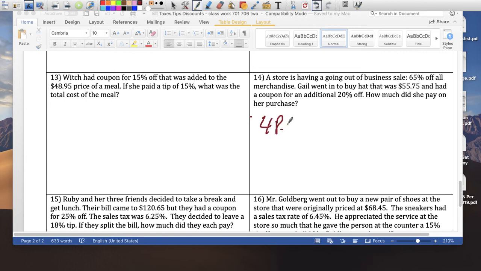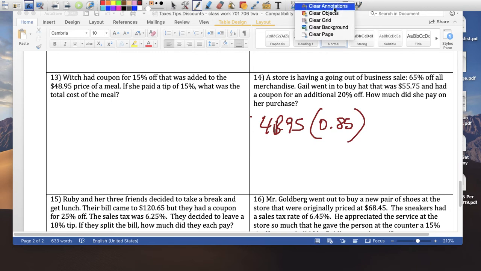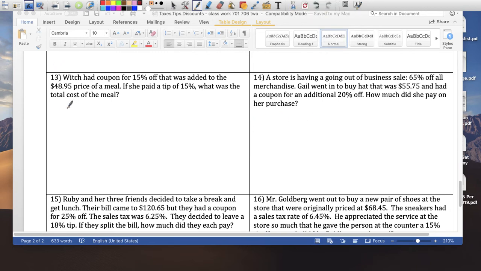So I can do 48.95, and if I get a discount of 15%, it means I have to pay for 85% of it. And then, no, I can't do this because the tip is going to be based on the new price, so I can't do the fast way. So here we go. How should I do this? Yeah, I've got to find the discount first. So let's go for the discount.